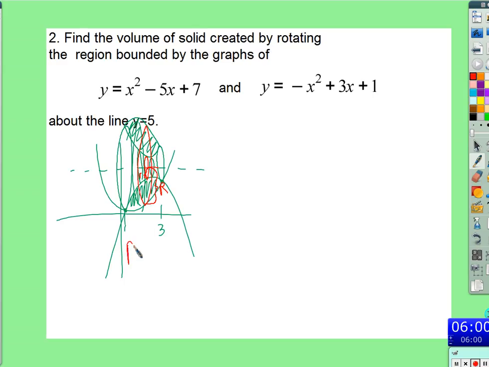Figure out how big R is. Subtract it. Five minus the x squared minus 4x plus 7. This one? Yeah, because this is the lower one. And this is the larger radius, so 5 minus this piece that's given by x squared minus 5x plus 7. So 5 minus x squared minus 5x plus 7. And little r is going to be 5 minus negative x squared plus 3x plus 1.